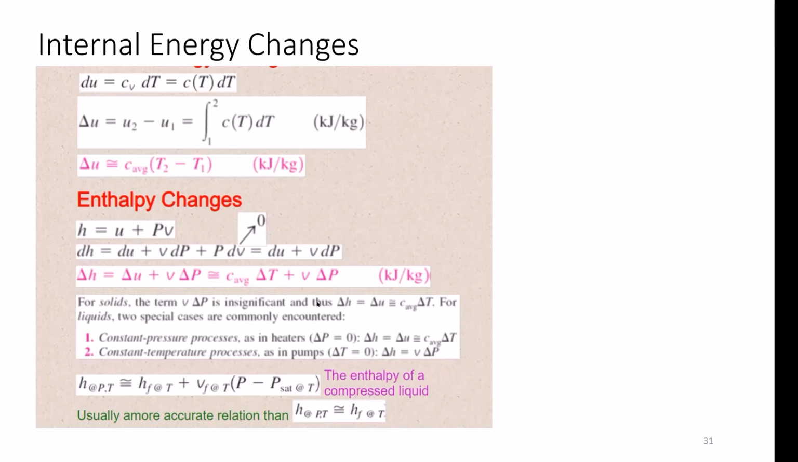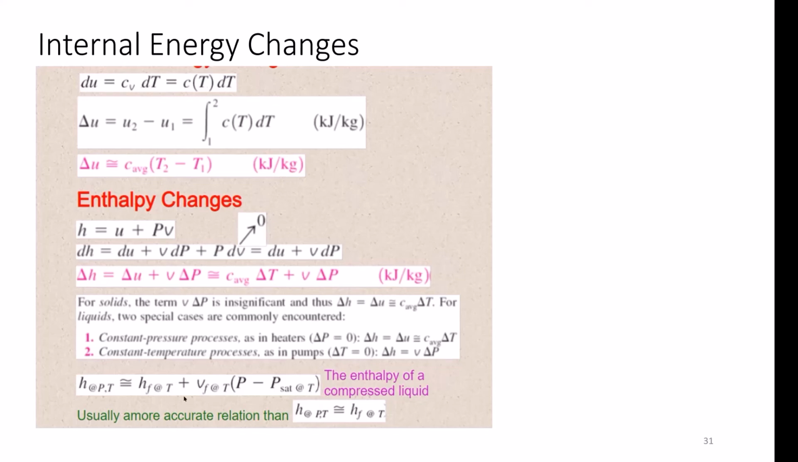Okay, and we have a couple of variations to this we need to think about. If we have constant pressure processes, then it's just going to be delta h equals delta u. And in the other case, if we have a constant temperature process, as in pumps, no change in temperature, then this internal energy is not going to change, and we're just going to be left with our specific volume times that change in pressure.